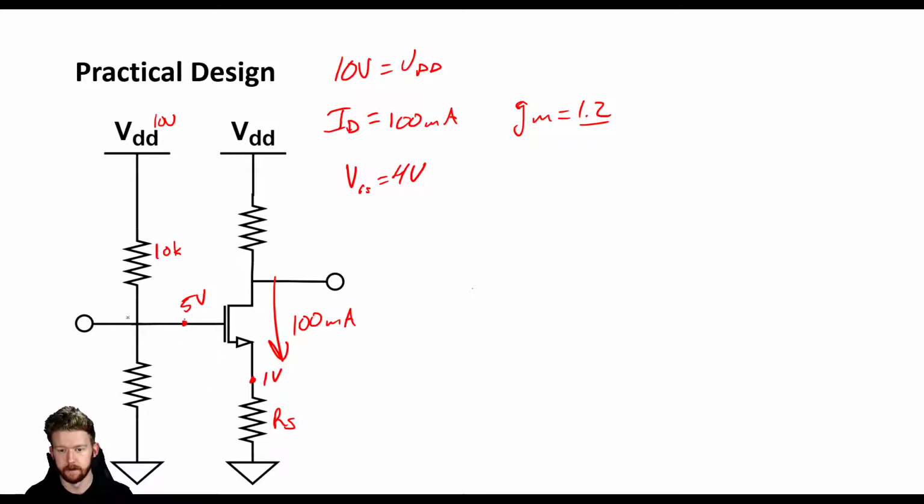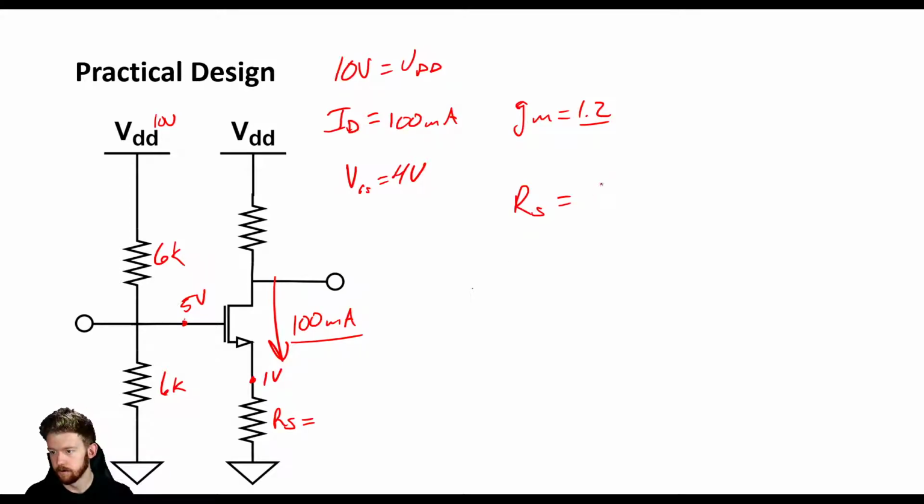on our input. But in the simulation, I ended up using 6K. So let's just use 6K to keep everything consistent, okay? Now, if we want 100 milliamps flowing through this resistor down here on the bottom and 1 volt, that gives us enough information to pick out RS.